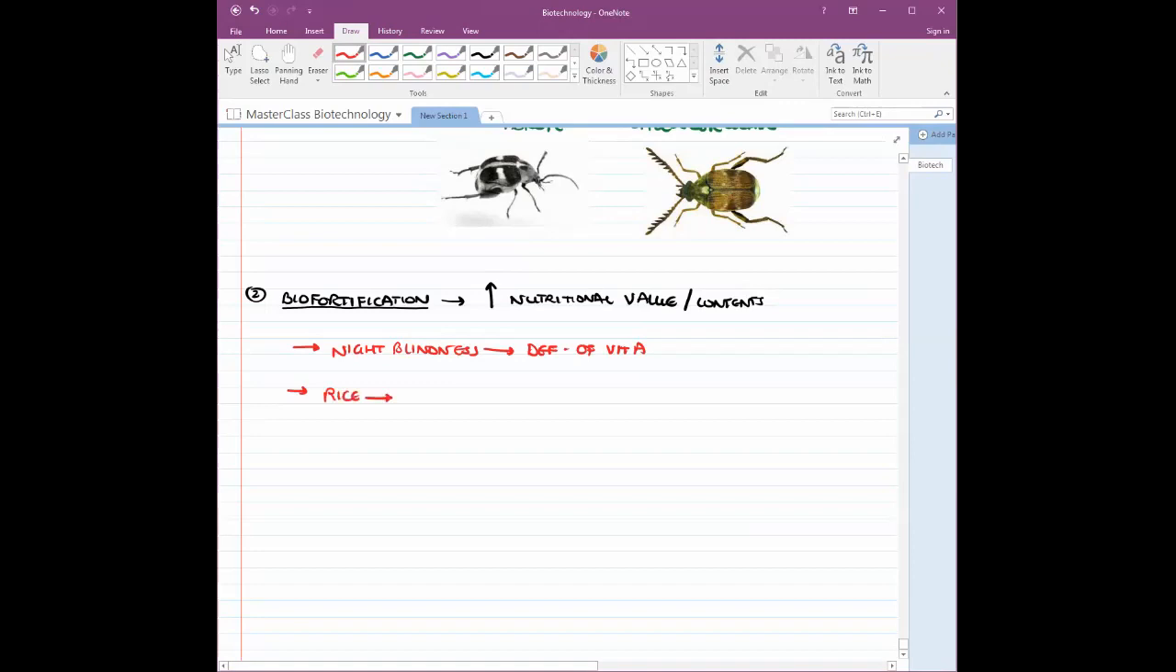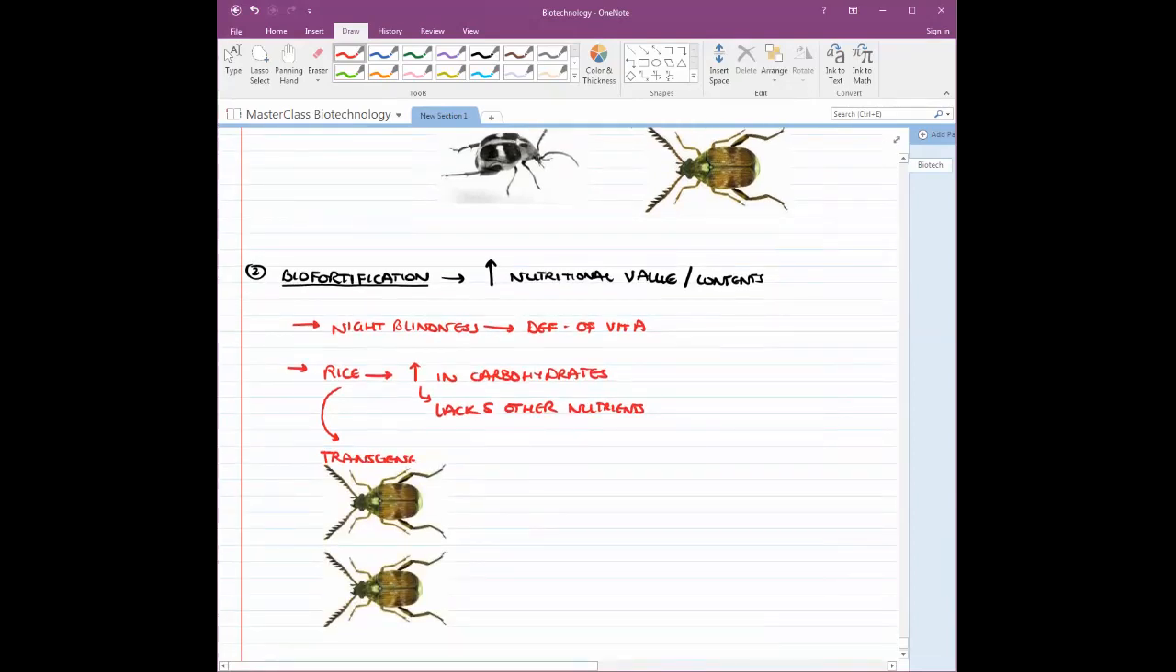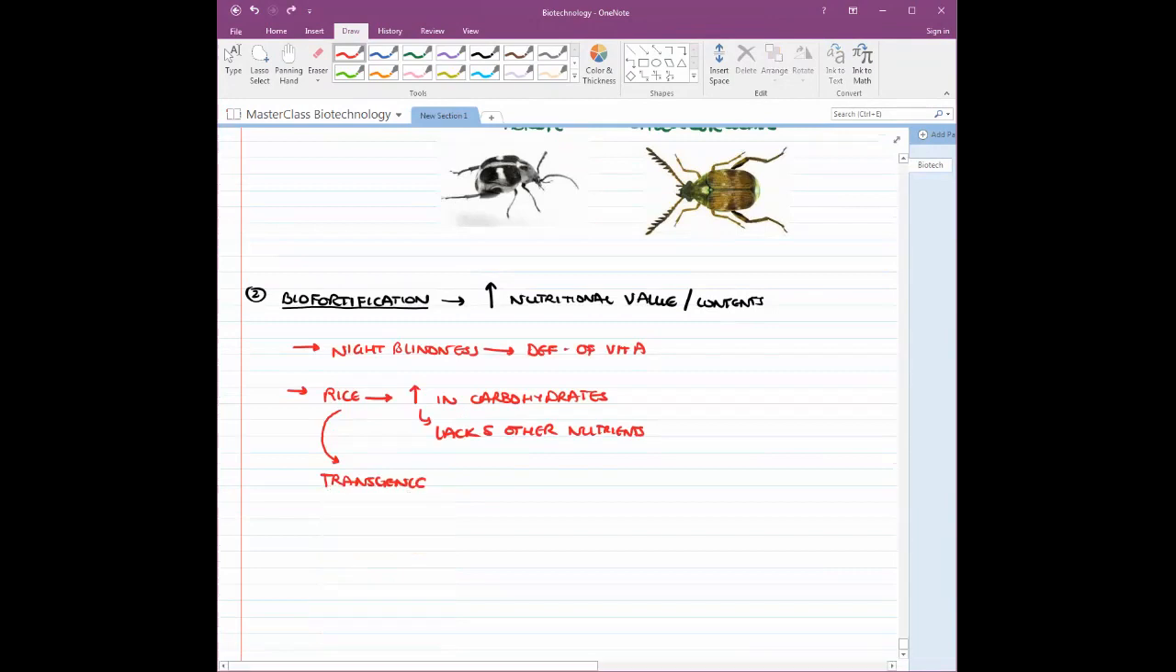Second thing, we have also done this with rice. So we have taken rice, which is high in carbohydrates. Generally, the normal tendency of rice is that it is rich in carbohydrates, but does it have any other minerals or nutrients? No, it lacks other nutrients. But to overcome this, guys, we have produced transgenic rice.